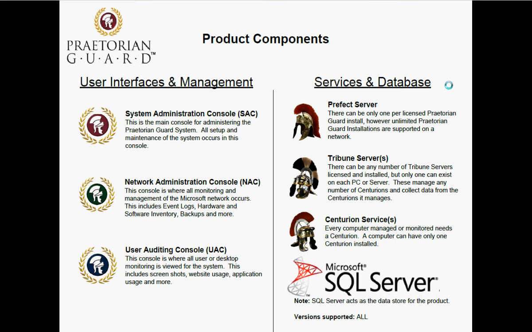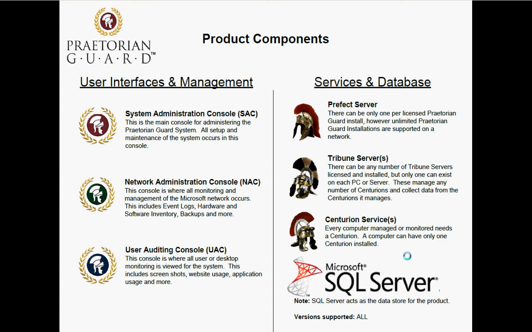The service and database components. The main prefix server is the service that runs on the main Praetorian Guard server. There can be only one prefix server per licensed Praetorian Guard install. However, you can have unlimited Praetorian Guard installations on your network. Tribune servers. There can be any number of Tribune servers licensed and installed, but only one can exist on each PC or server. You must have at least one Tribune server. These manage any number of Centurions and collect data from those Centurions that it manages.